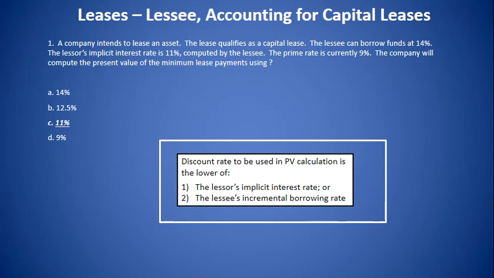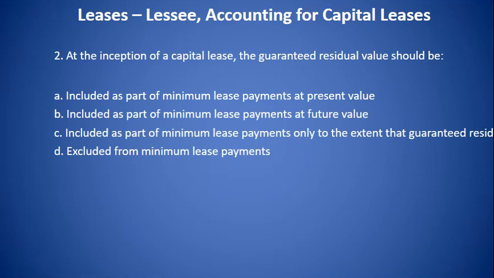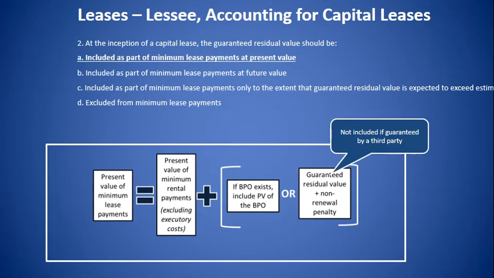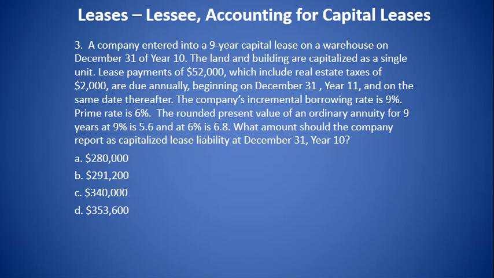Let's try question number 2. At the inception of a capital lease, the guaranteed residual value should be. Again, go ahead and stop your video, and when you're ready, restart your video. Okay, at the inception of a capital lease, a guaranteed residual value would be A, included as part of the minimum lease payments at present value. Okay, let's try number 3.